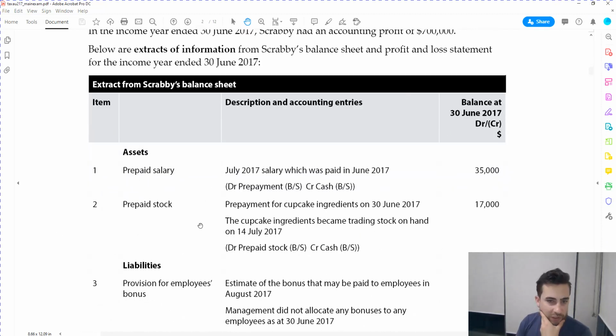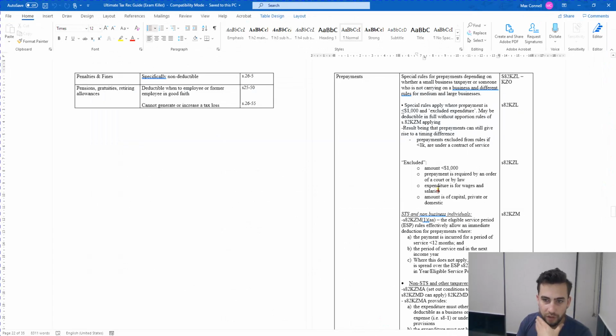Okay, so let's move on to the next one, prepaid stock. Okay, again, this is something that we're going to have to look at our notes, and it's going to be in the prepayment category as well. So let's have a look how they've treated it. So currently there's no expense for it in the accounting P&L because they've gone debit, prepaid stock, which is balance sheet, and credit cash, which is balance sheet. Now going back to our notes about prepayments, does it fit into any one of these excluded categories?